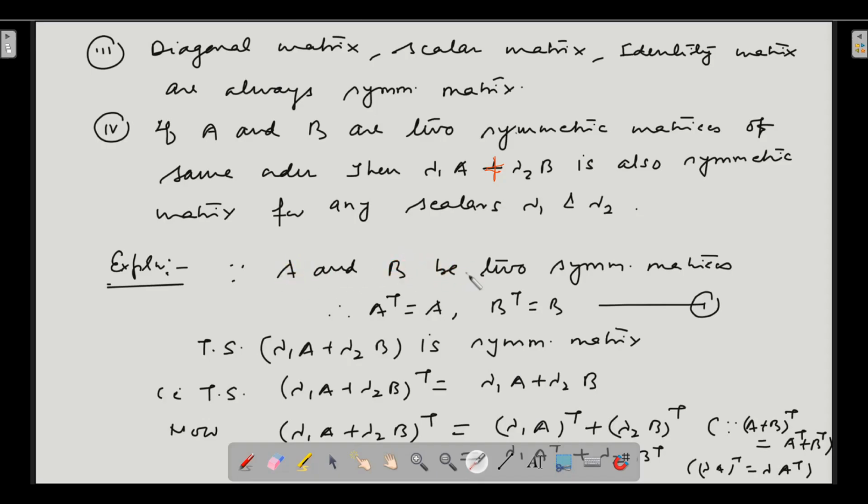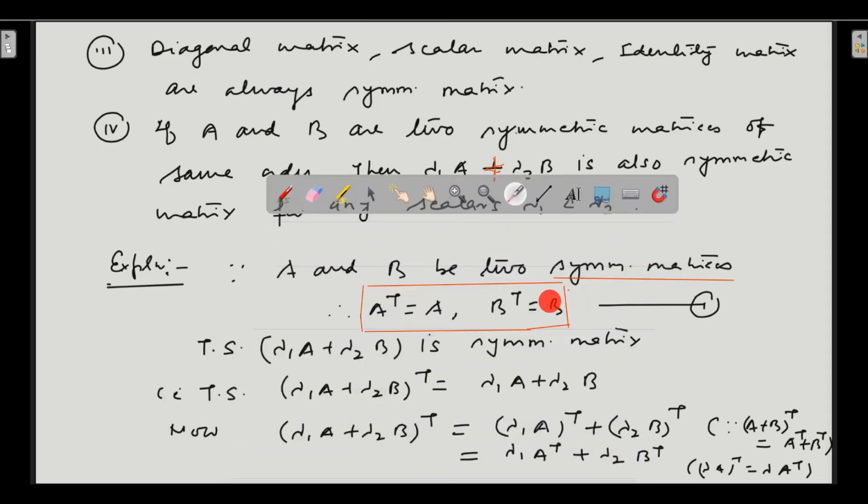Let capital A and capital B be two symmetric matrices, as already given to us in the question itself. So as A and B are symmetric, A transpose will be equal to capital A, and capital B transpose is equal to capital B. Why? Because whenever a matrix is symmetric, this particular condition is satisfied, and A and B both are symmetric. So this condition will be satisfied by these matrices A and B. Let us name this as equation 1.